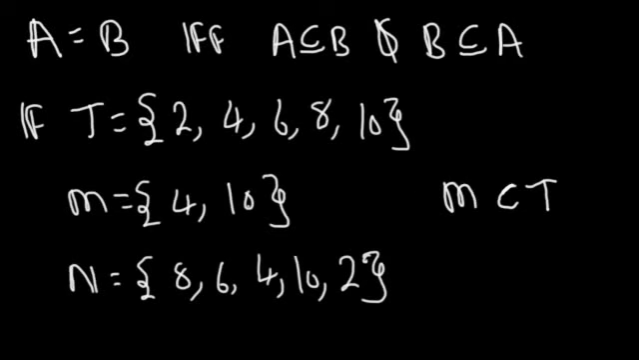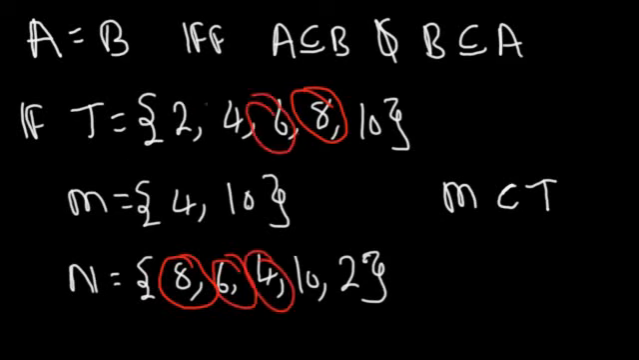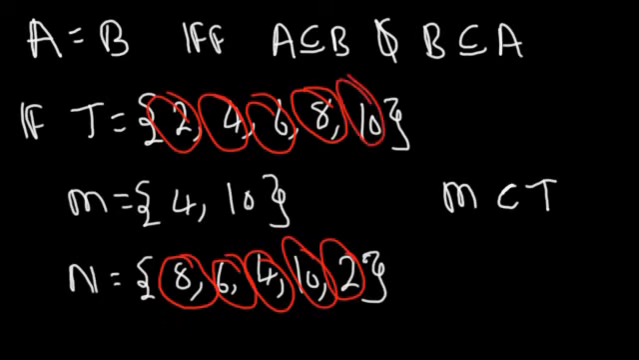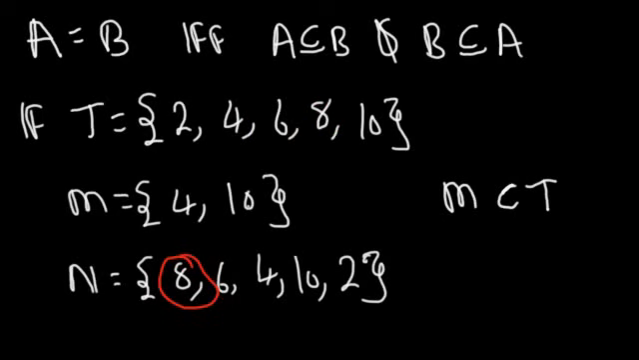All the elements in set N turn out to occur in set T. Now let's figure it out. We have element 8 here. Do we have element 8? Yes, we have. Element 6 is also here. 4, 4, 2, 2, 10, 10. Now you can see that all the elements are present. So therefore, set N is a subset of set T.